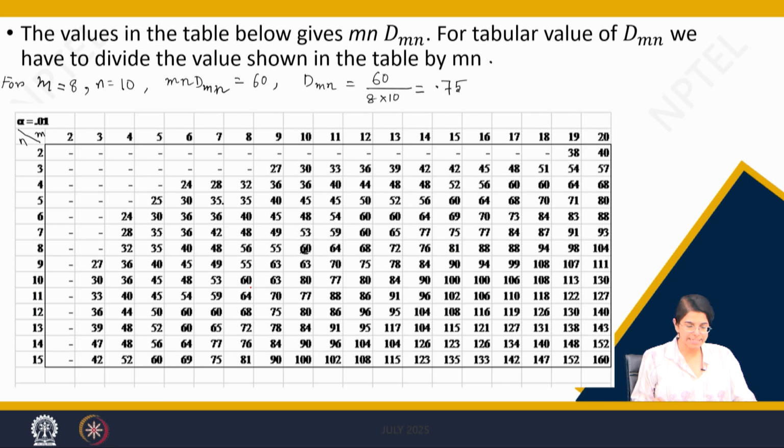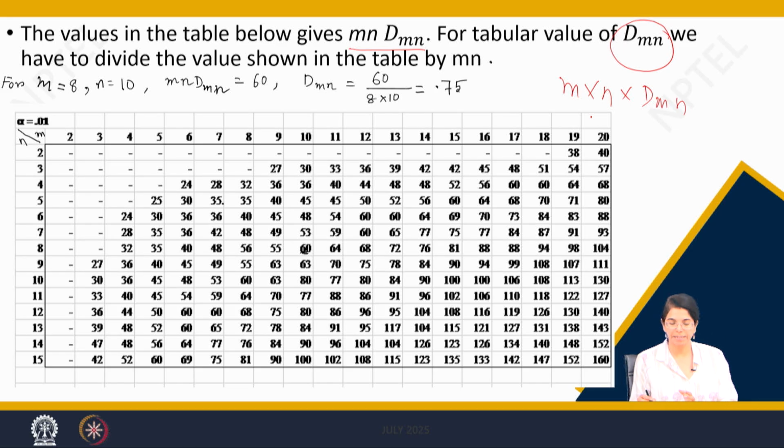So have a look over this. This table needs to be studied. It is not as easy as the tables which we have studied in our earlier discussion. See, in this table the values are in terms of m into n into dmn. But for testing purpose, you need to extract out the value dmn, right? Whatever you are seeing in the table, these are all the product value, m cross n cross dmn.